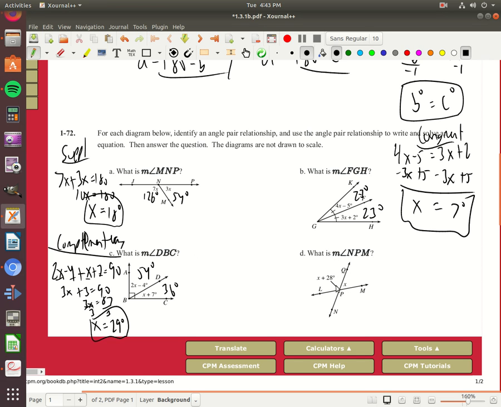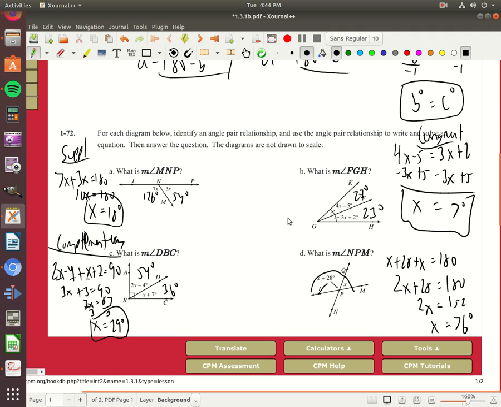Well, here's what I notice, that these are supplementary, right? X plus 28 plus x should equal 180. So I'm going to have that supplementary relationship. 2x plus 28 is equal to 180. I'll subtract 28 from each side. I will get 152, I believe. I'll divide by 2. X should equal 76 degrees.